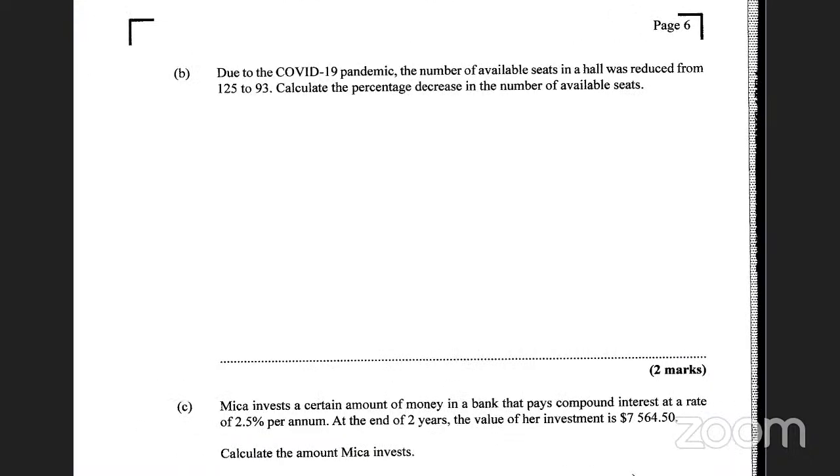Due to the COVID-19 pandemic, the number of available seats in the hall was reduced from 125 to 93. Calculate the percentage decrease. I can't write all the words, but they want the percentage decrease. So the original value is 125, and the decrease is 125 minus 93, divided by 125, times 100. And that will give you the percentage.